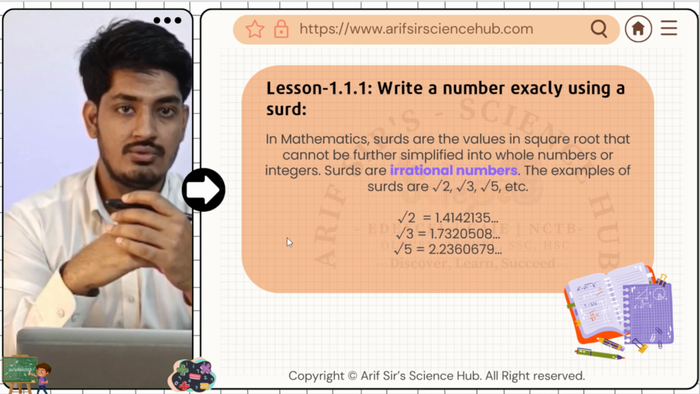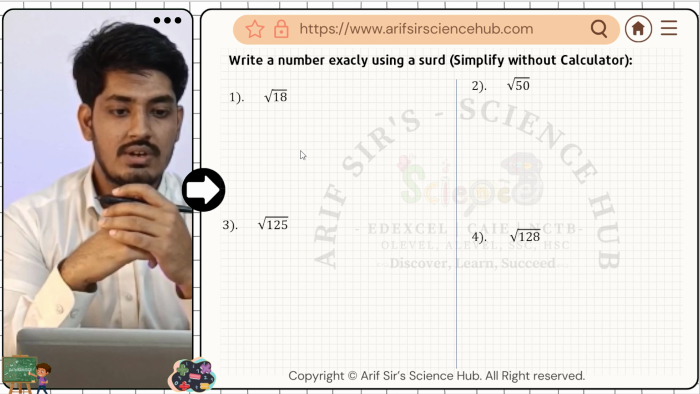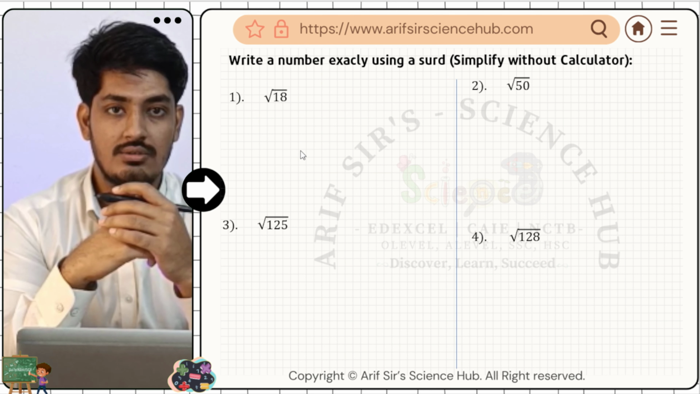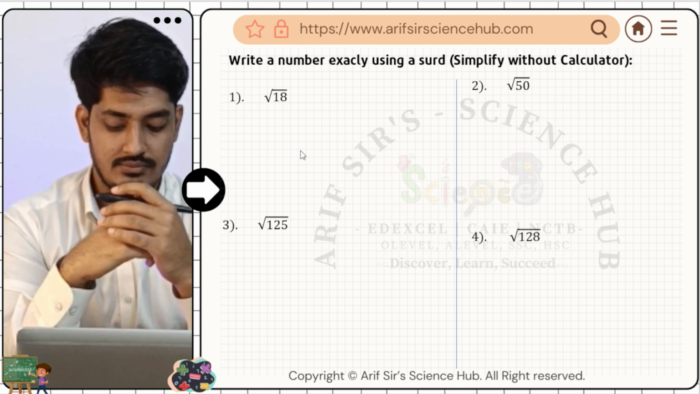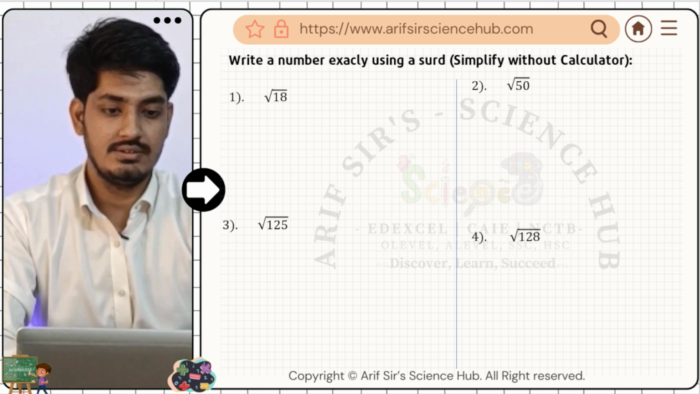Square root 2, square root 3, square root 5, those are examples of surds. That means you cannot find a real number or whole number out of square root 2, square root 3 and square root 5. So we have to write a number exactly using surds, and we have to simplify these numbers without the help of a calculator.